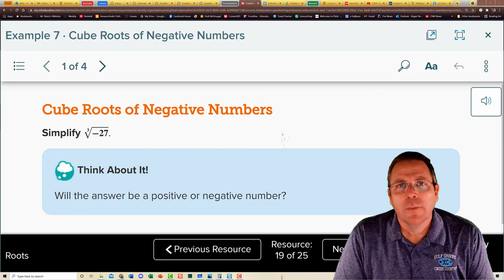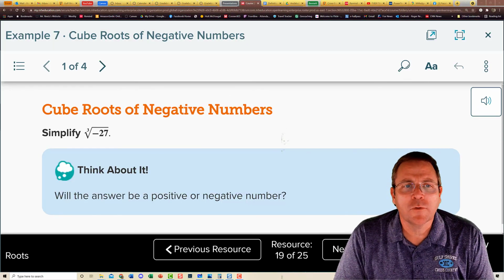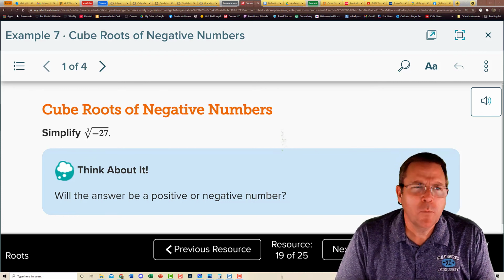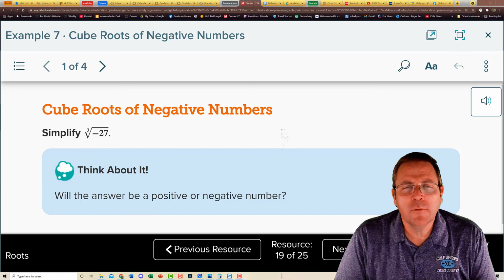Happy sounds. This looks like a good place for us to stop this video in part 2. When we come back for part 3, we're going to work on some cubed roots of negative numbers, which I bet you could already figure out how you're going to do them.